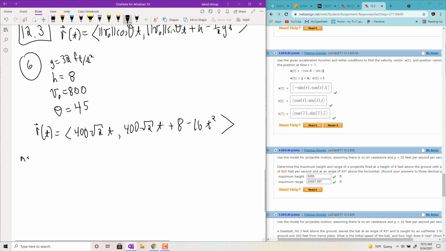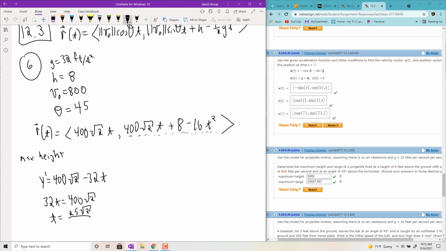So for the maximum height, I want to work with the y component here and maximize that. In other words, I have to take its derivative, find the critical point, and then plug that back into the y formula. So y prime would be 400 root 2 minus 32t. Setting it equal to 0, I would get 32t equals 400 root 2, and then t would equal 400 root 2 over 32. If I simplify, that's 25 root 2 over 2.